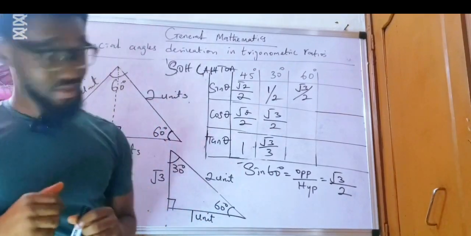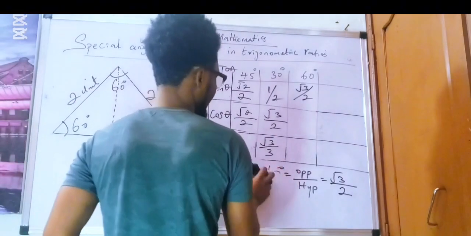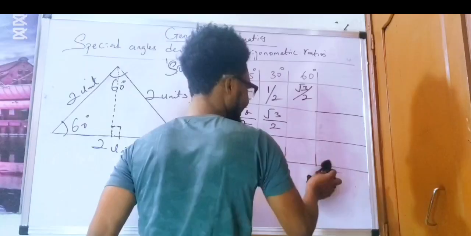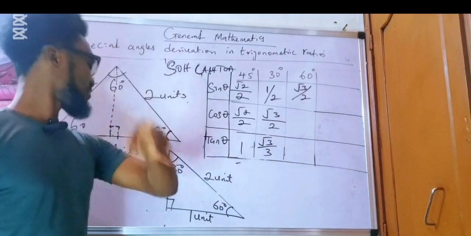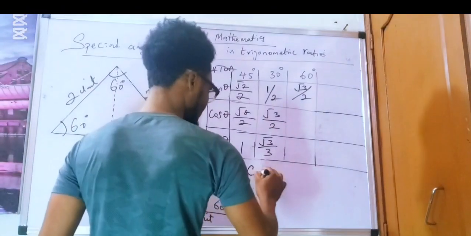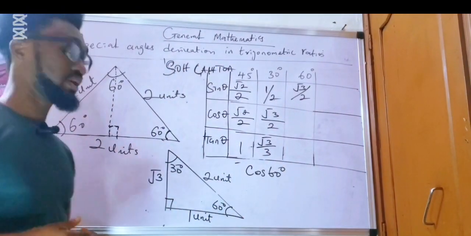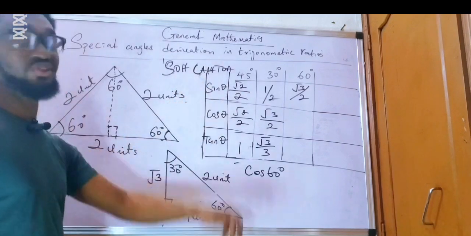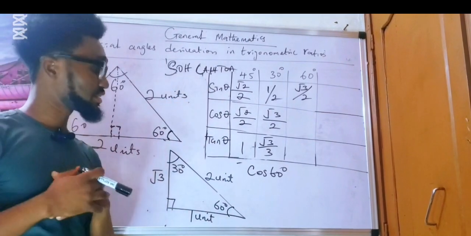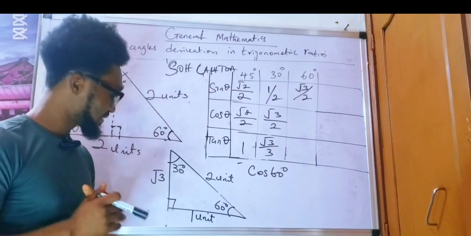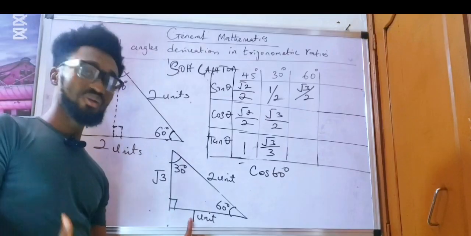So let us continue. Okay, let me clean up. Now look at it. We consider the cos of 60 degrees. Now remember from our function, cos is adjacent over hypotenuse. So if cos is adjacent over hypotenuse, what is our adjacent here? Our adjacent here is 1 unit.